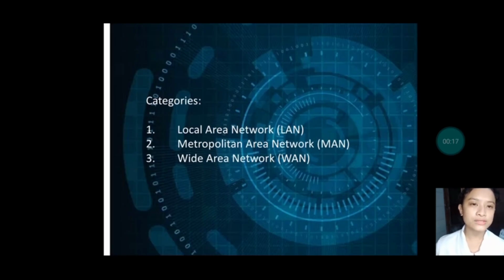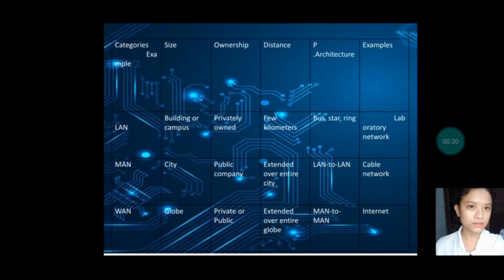The categories are local area network or LAN, metropolitan area network or MAN, and wide area network or WAN. So these are the examples, and their size, ownership, distance, and architecture.